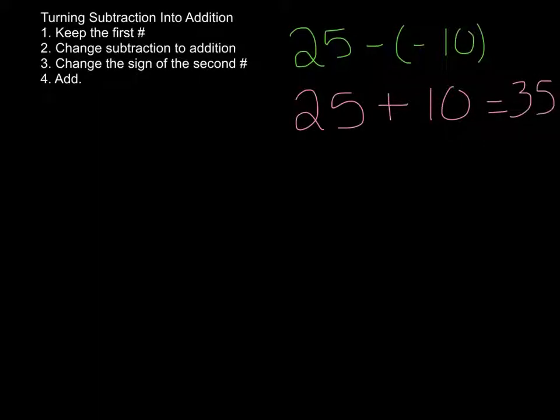I know 25 plus 10 really easily. That's 35. So this is one where it's really helpful to rewrite it as addition because we can wrap our brains around 25 plus 10 a little bit easier than we could 25 minus negative 10. But please understand that they're both giving you the same result in the end.